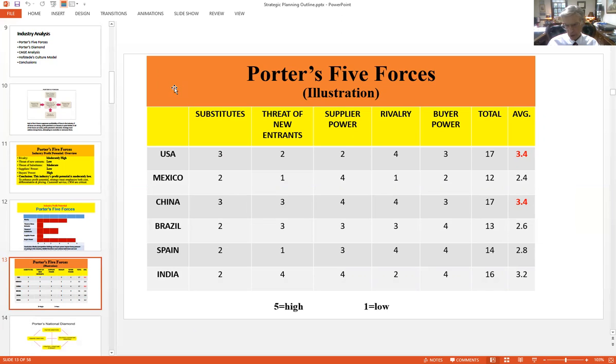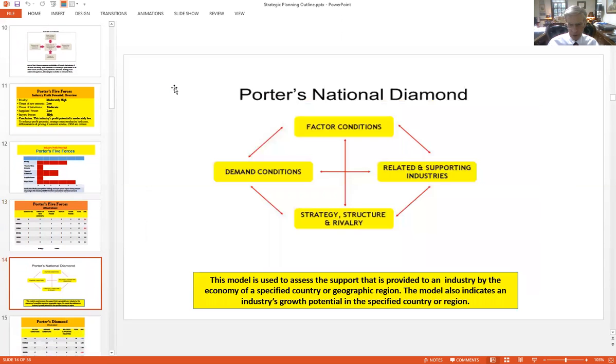And as it turns out, the 5 forces were highest in the US and China. As I recall, this was also Cemex. And you can see they were lowest in Mexico, so that pretty well tells the story. So profit potential was pretty high there, as it was in Brazil and Spain because of the language.